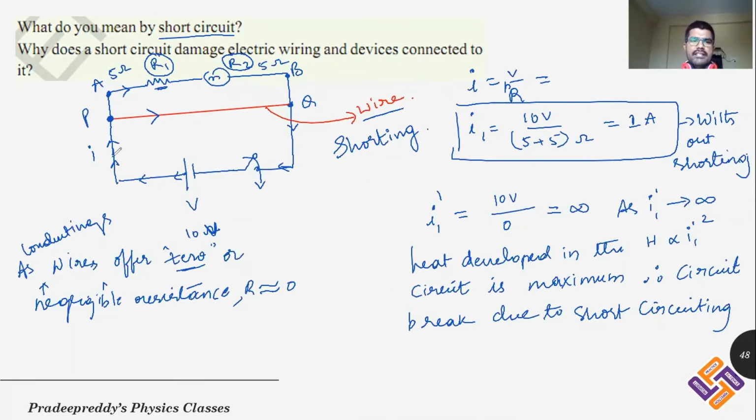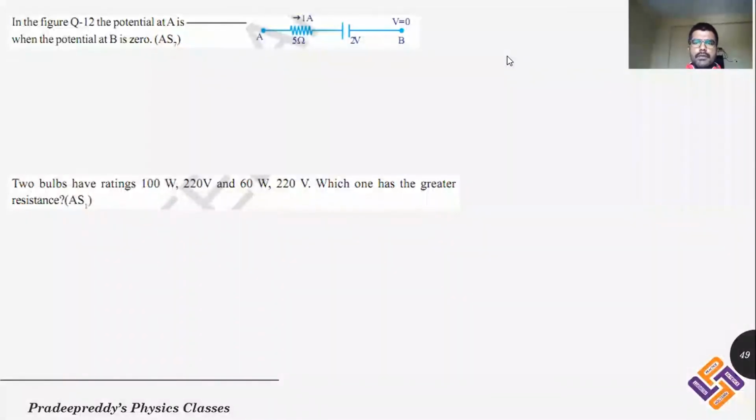As a result, as these wires do not bear that much amount of heat energy, at some melting point, these wires will undergo melting. As a result, the electric wiring and the devices which are connected to that wiring get burnt, and this is the disadvantage of short circuit. Let us learn few problems.